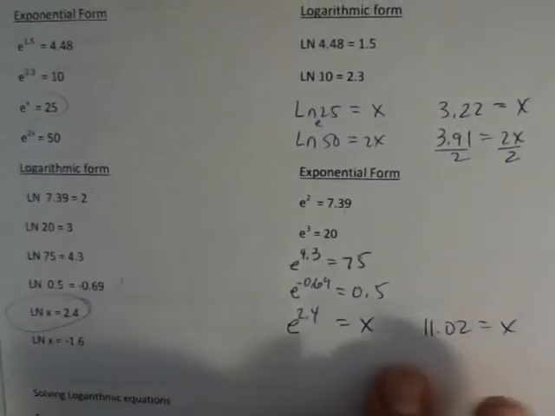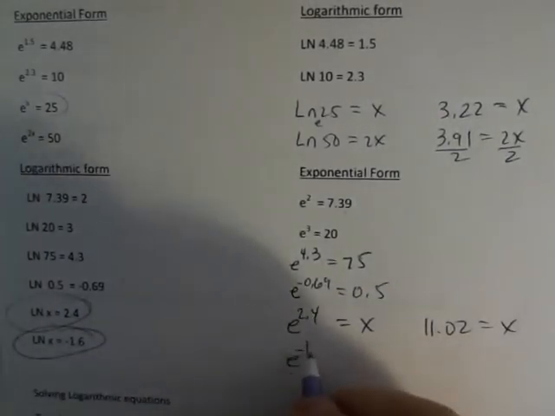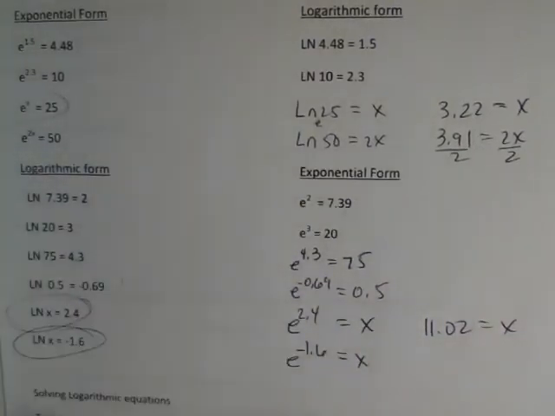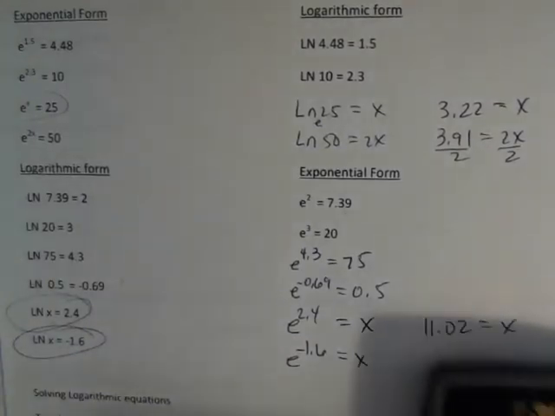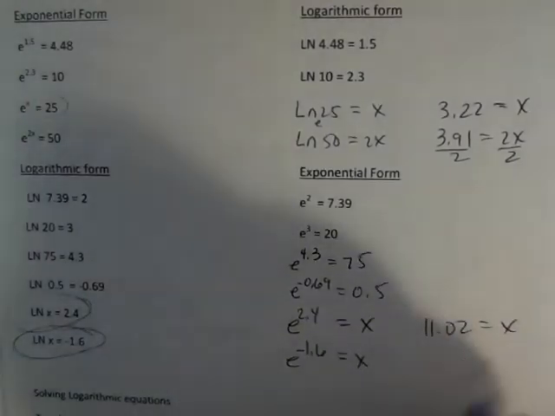That's how I'm solving. Same thing here. I know my base, I know my exponent, and I can find my number. So 1.6 negative, second e, and I get about 0.2.